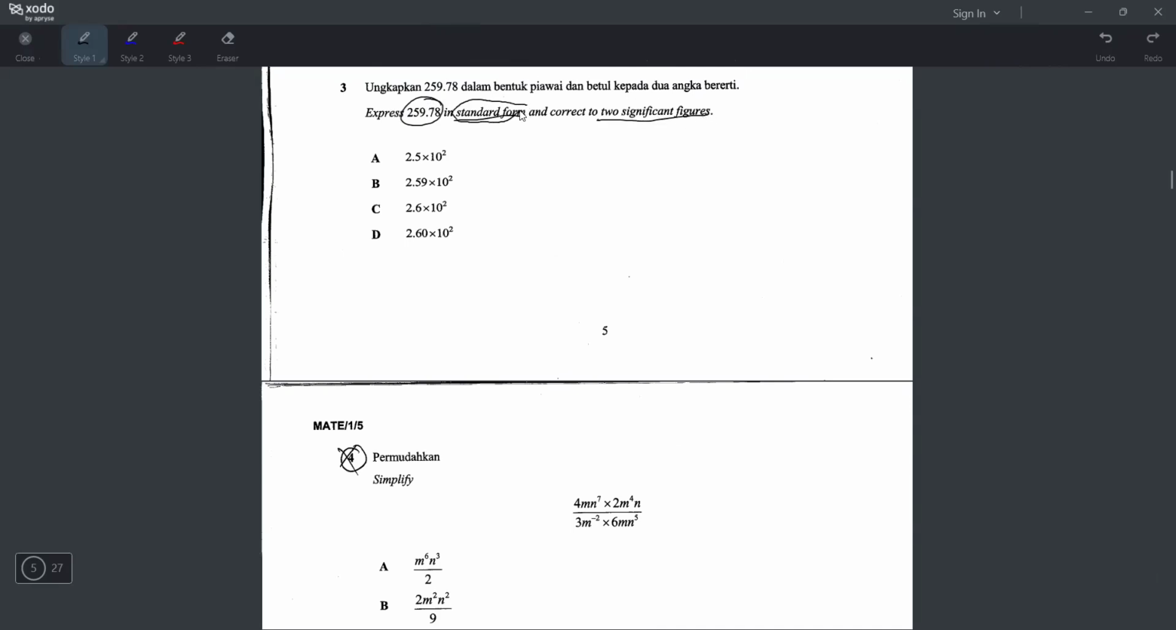If you don't know what is standard form, you cannot do this question, right? So you need to understand what is standard form. Let's talk about standard form. Bentuk piawai. Apa tu bentuk piawai? Apa tu standard form? Standard form adalah bila dia punya form macam ni, A times 10 power n, right?